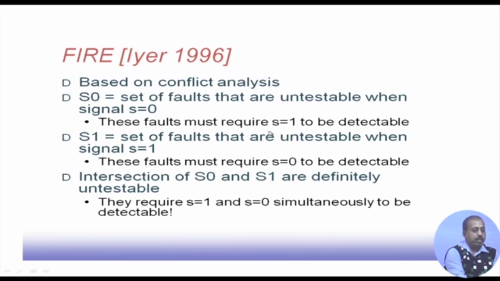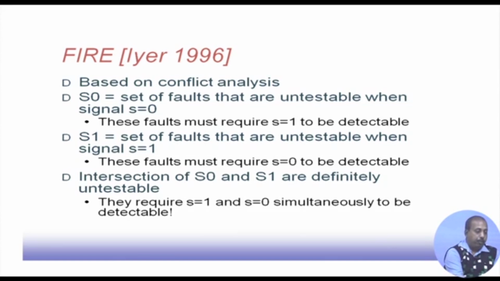So, these faults must require S equal to 1 to be detectable. Similarly, S1 is the set of faults that are untestable when signal line S is equal to 1, and these faults will require that S equal to 0 must be present for the fault to be detected. Now, there may be some faults which are common in both of these sets, S0 and S1.